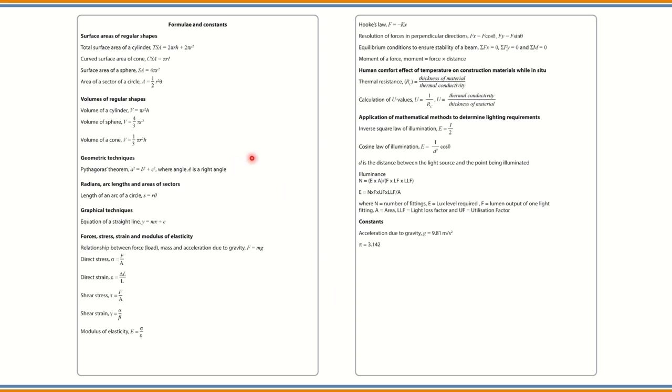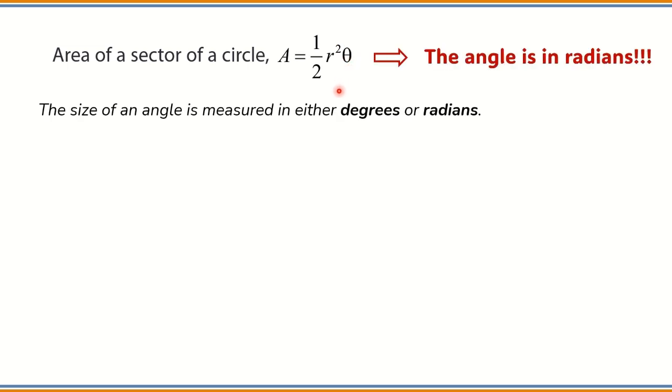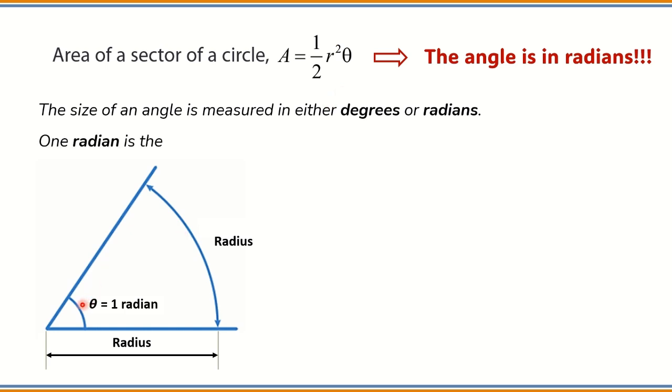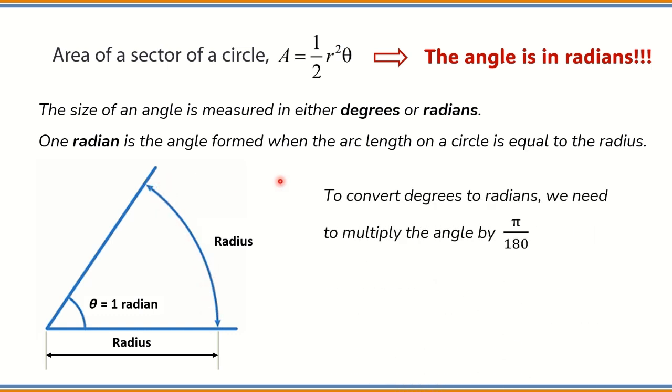Here you have the one that shows how to calculate the area of a sector of a circle. The formula is 1/2 times the radius squared times the angle, but you need to be aware that this angle is in radians, not in degrees. 1 radian is the angle that we get when the length of the arc is the radius. If we want to convert degrees into radians, we need to multiply the angle in degrees by pi over 180.